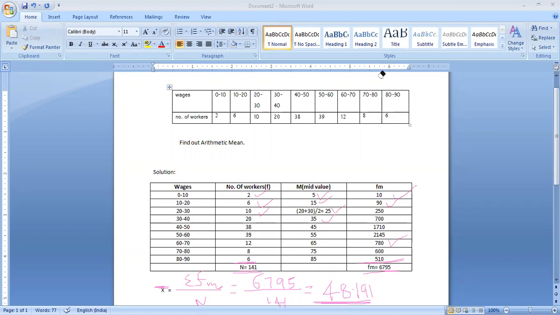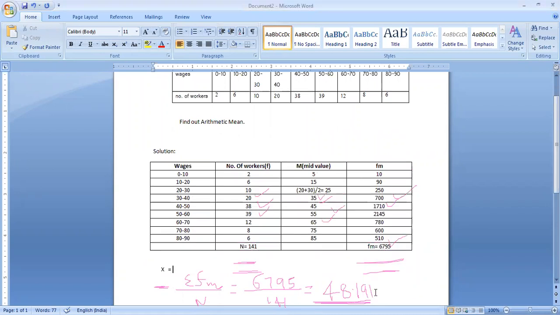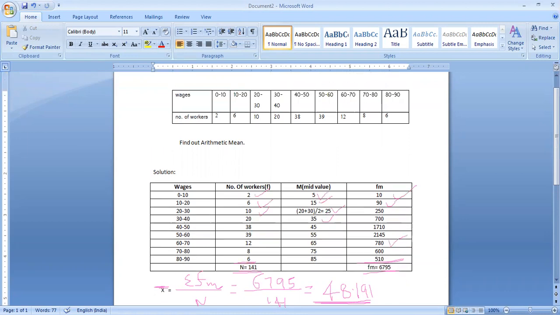At the end you have to mention the answer. Therefore, arithmetic mean is equal to 48.191. Likewise, we have to mention it. I hope it is clear to you.